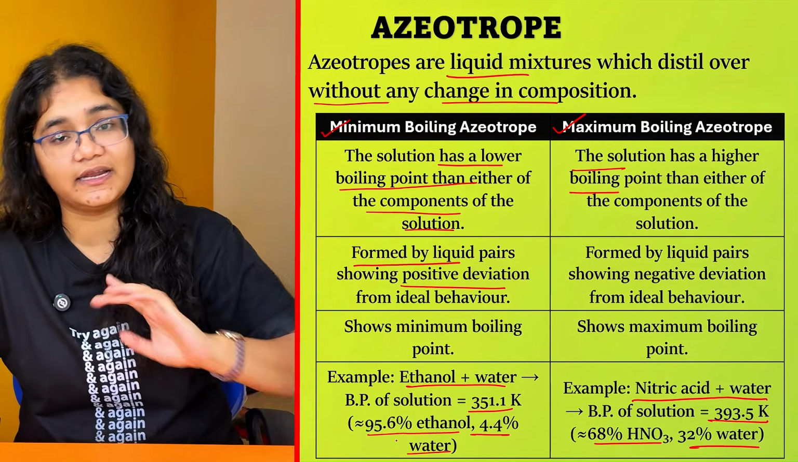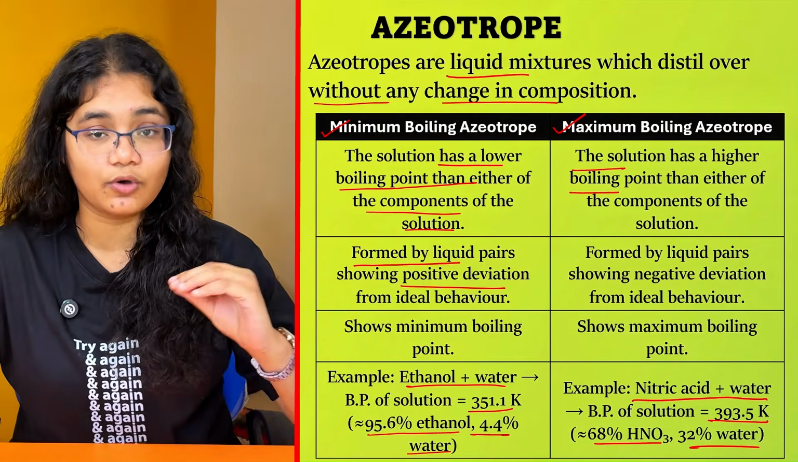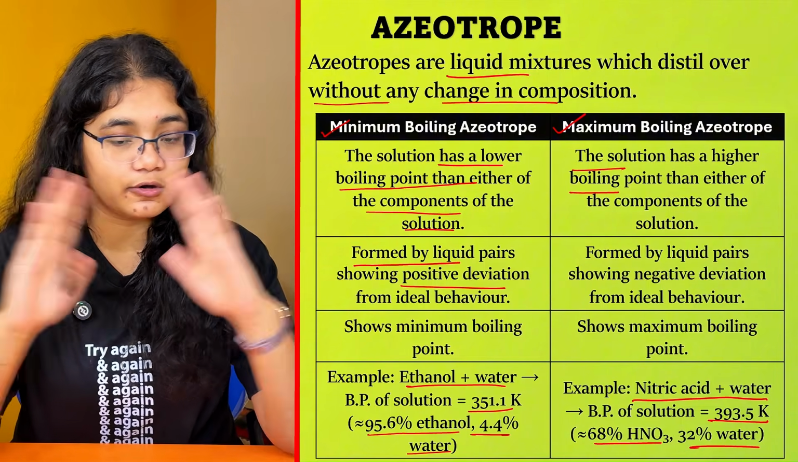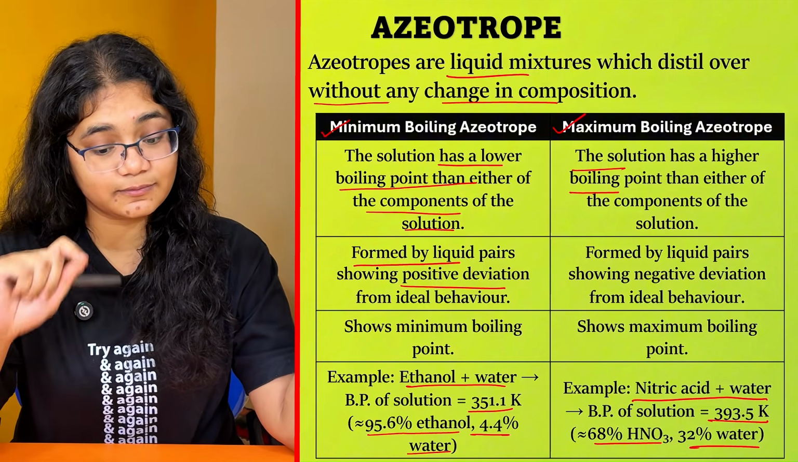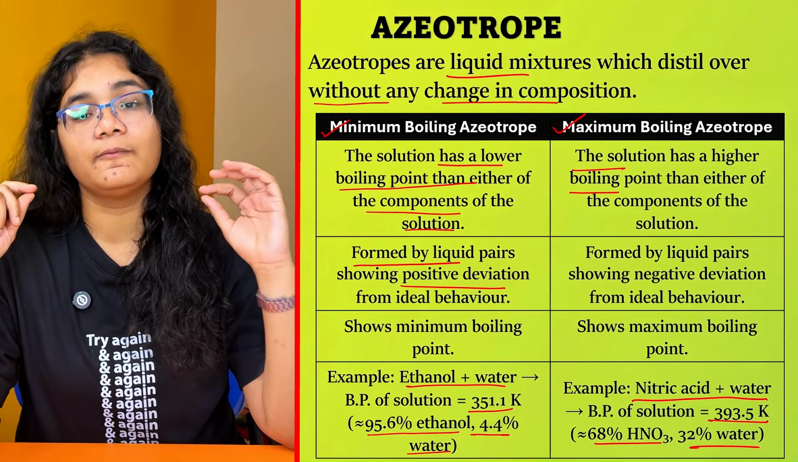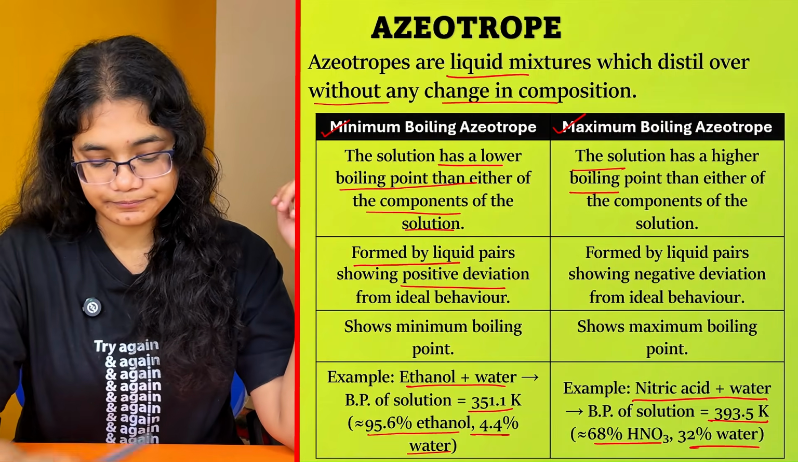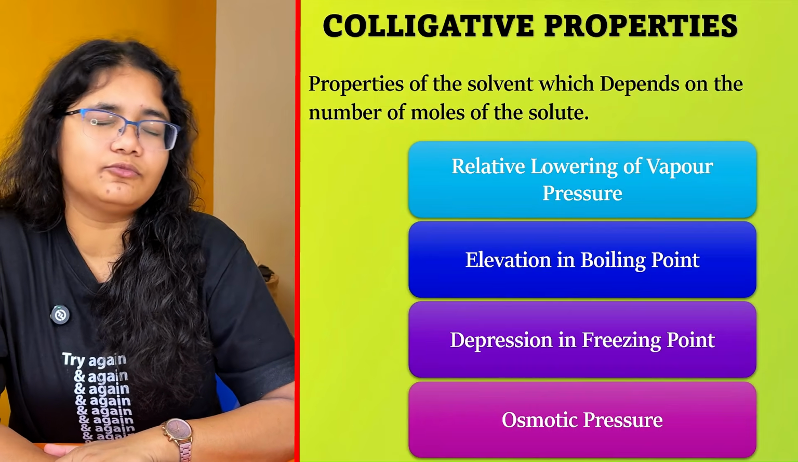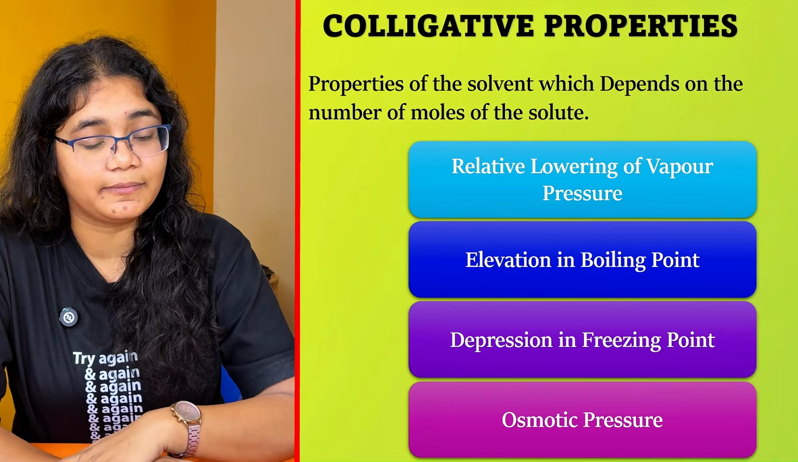So there is only one example, and yes, you need to remember the exact composition, because if you just take simple nitric acid and water, you will not get the azeotrope. You have to take this particular composition, 68% and 32%, then only you will get the azeotropic mixture. Okay, clear? Fine.